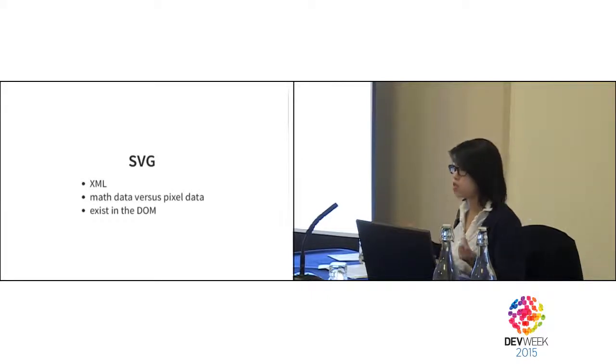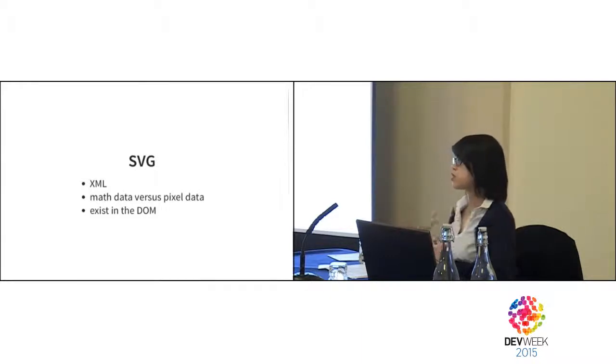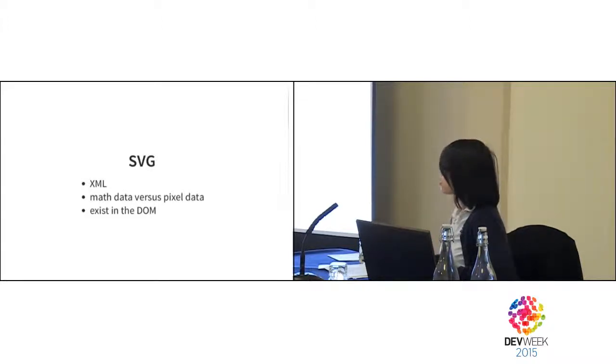So SVG is an XML based file format, and it uses math data to render graphics versus pixel data, which is what you get from bitmap graphics. The Canvas API renders bitmap. So the difference between SVG and using a Canvas element is the difference between using a pen and a pencil, which becomes important if you're drawing for mobile devices that have high pixel density displays. A Canvas drawing might not look that awesome on a Retina display, whereas SVG might still look crisp.